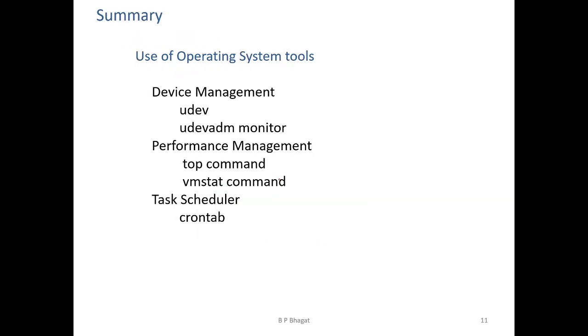So this is all about the various operating system tools: device management, performance management, and the task scheduler. In device management we discussed the udev utility and the udevadm monitor, whereas in performance management we discussed the top command and the vmstat command, which are used to give all the details related to the running processes and the memories in the system. And in the task scheduler, we discussed the crontab utility, which is used to set certain activities periodically.